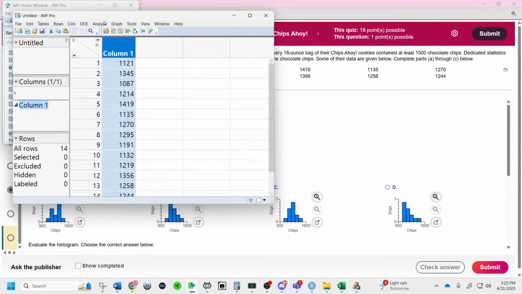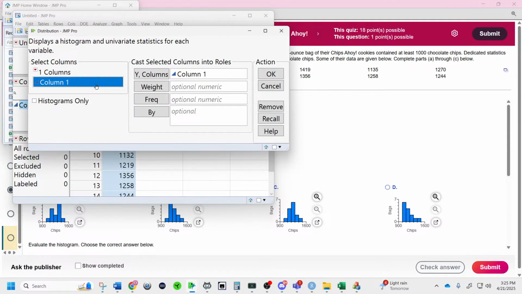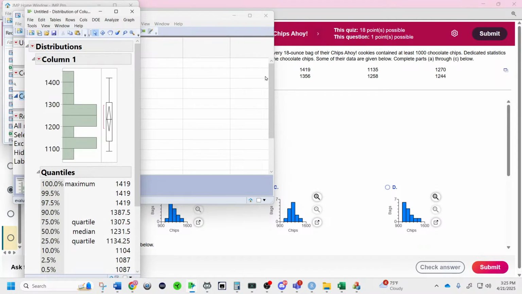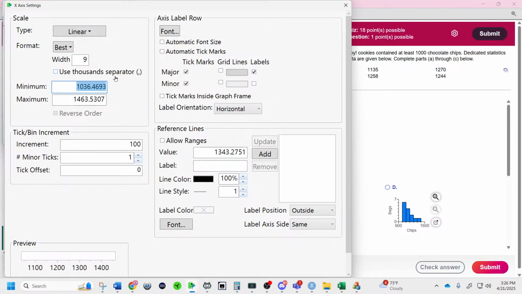Okay, so now that we've got it properly pasted, we're going to go to Analyze, Distribution, and we're going to double-click column 1. And then we're going to paste it in. Now, it doesn't look exactly the same, but we're going to fix it up. We're going to hit the top red arrow and go to Stack. We're going to double-click the axis right here, and we're going to go from 900 to 1600 in units of 100, no minor ticks.